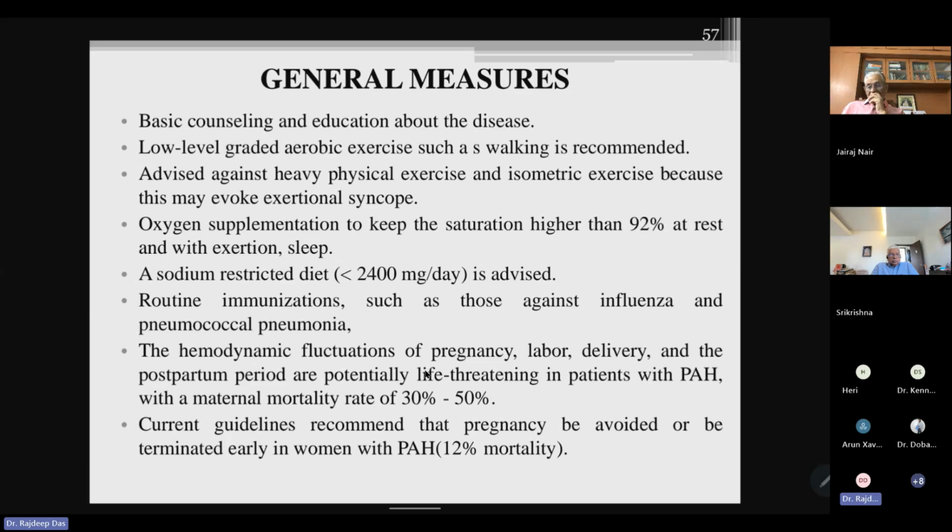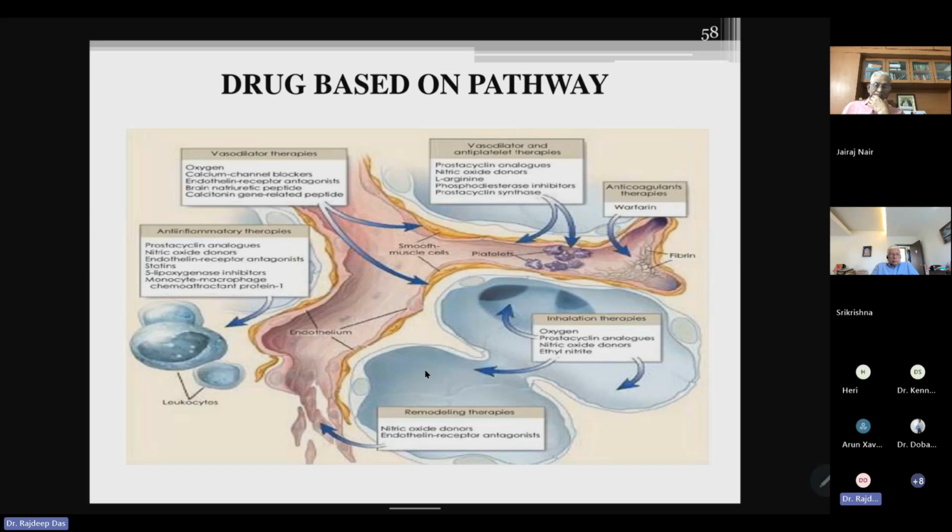The hemodynamic fluctuations of pregnancy, labor, delivery, and the postpartum period are potentially life-threatening in patients with pulmonary arterial hypertension, with a maternal mortality rate of around 30 to 50%. So current guidelines recommend that pregnancy should be avoided or terminated early in women with severe pulmonary arterial hypertension, which carries mortality.